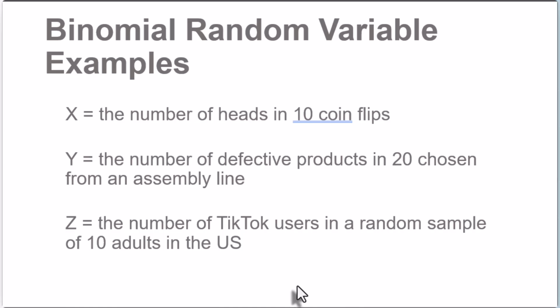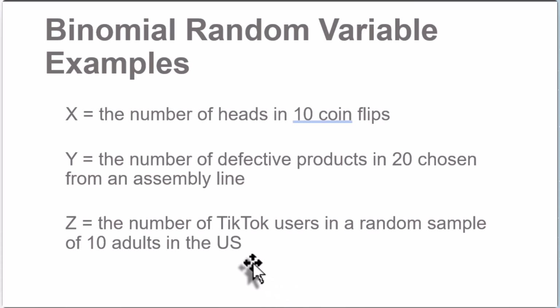A final one related to the Bernoulli trial example from before is the number of TikTok users in a random sample of 10 adults in the US. So here again, we're counting the number of yes answers or the number of successes, finding someone who uses TikTok when we talk to 10 randomly selected adults.